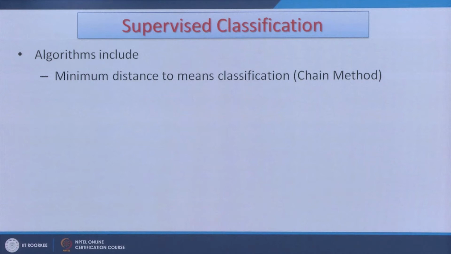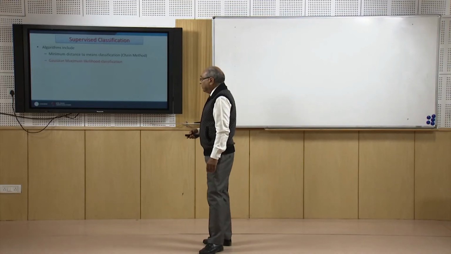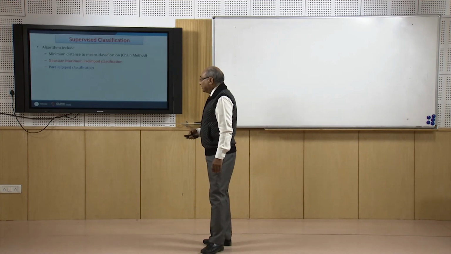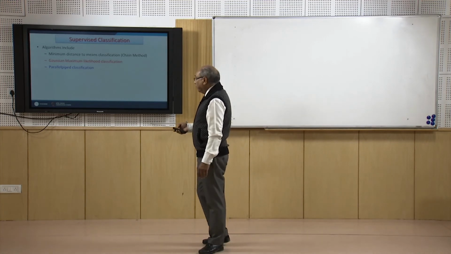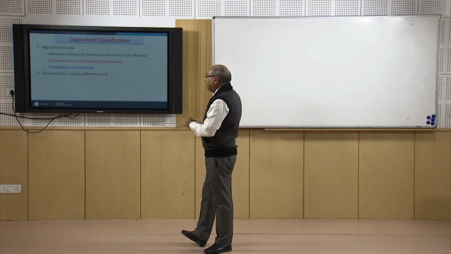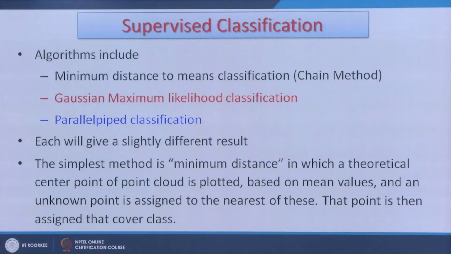Different algorithms are there which we will discuss one by one. The first one, the very popular one, is the minimum distance to means classification, also called the chain method. Another one is the Gaussian maximum likelihood classifier, and the parallelepiped classifier. Each will give slightly different results, and we will see some results and compare how they create different outputs.